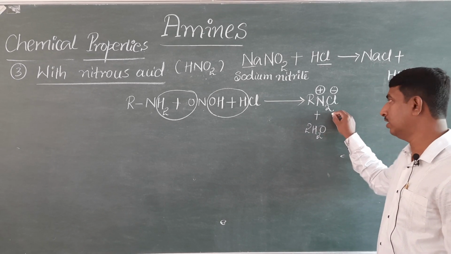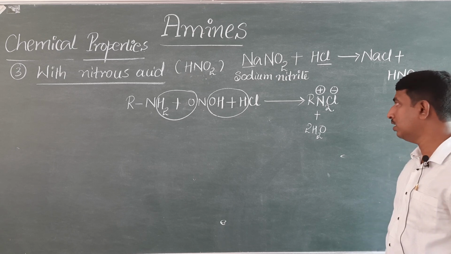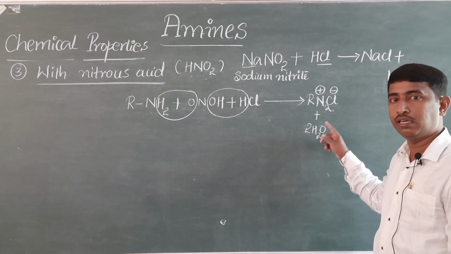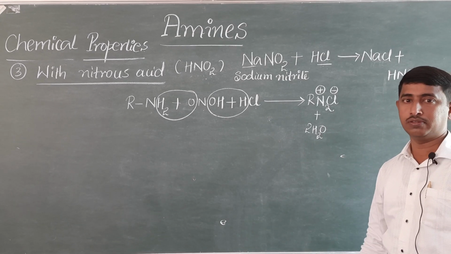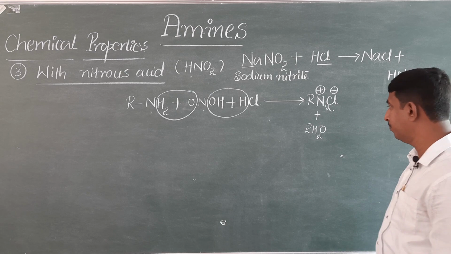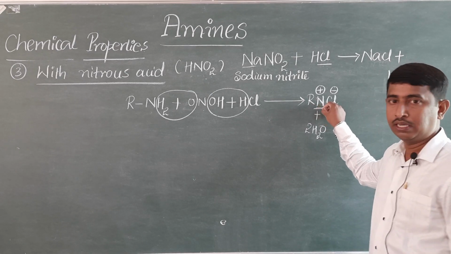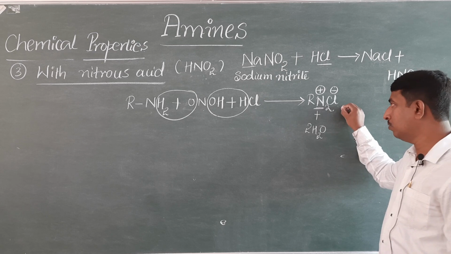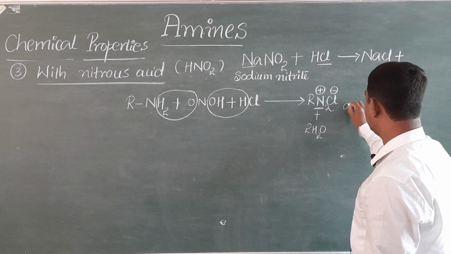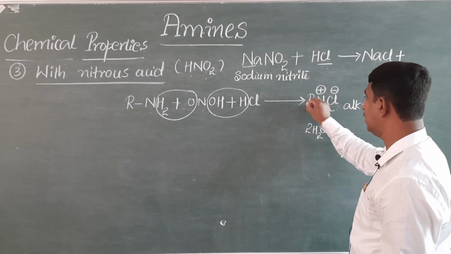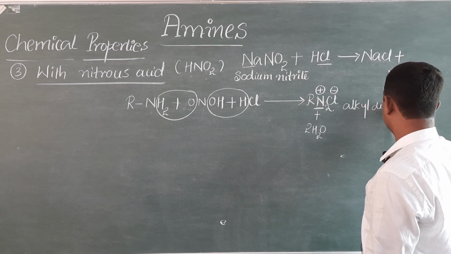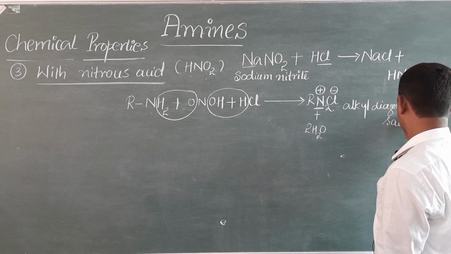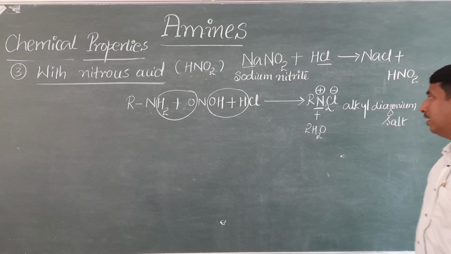Compounds containing the N2 group are called diazonium compounds. Azo means nitrogen, diazo means 2 nitrogen atoms. So compounds containing the N2 group are named diazonium compounds. The name of this diazonium compound, because there is an alkyl group, is alkyl diazonium salt, or alkyl diazonium chloride.